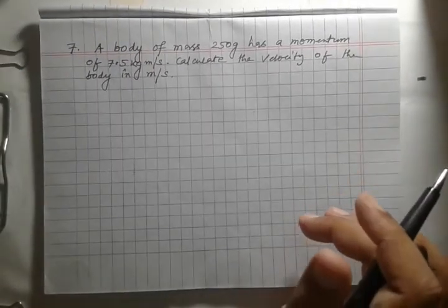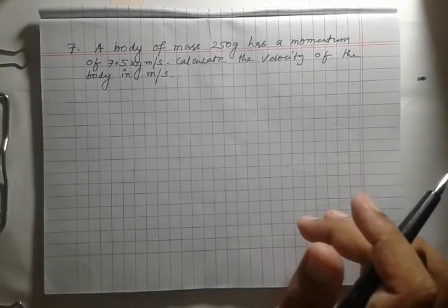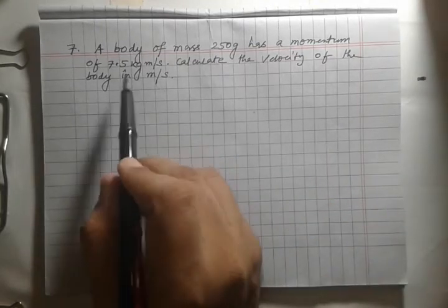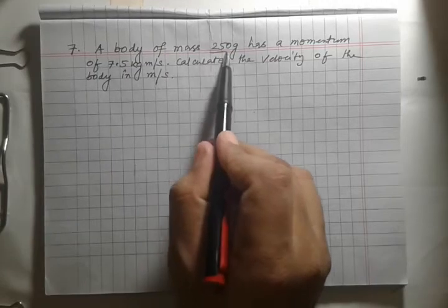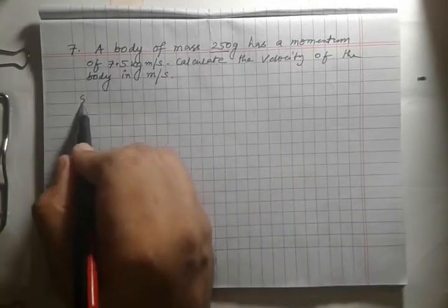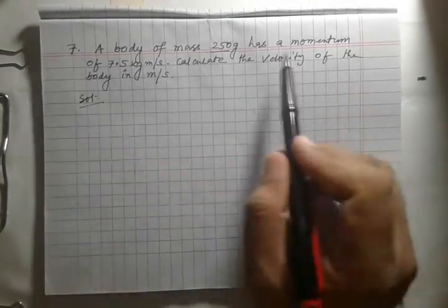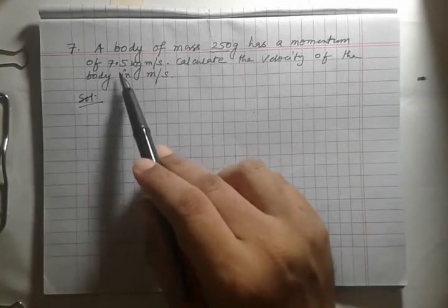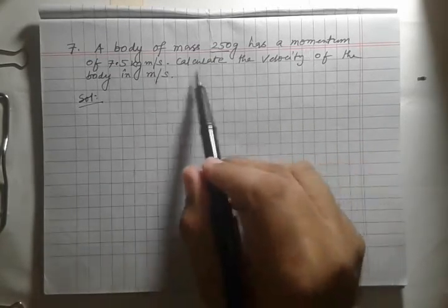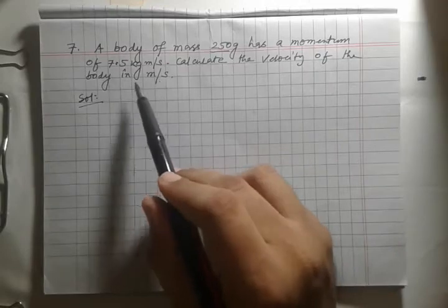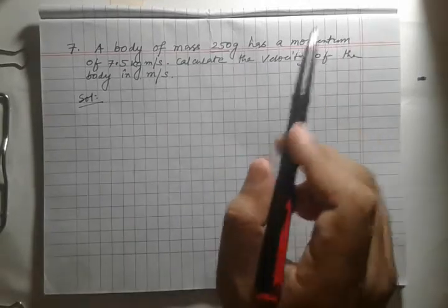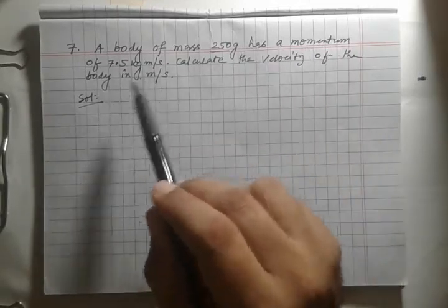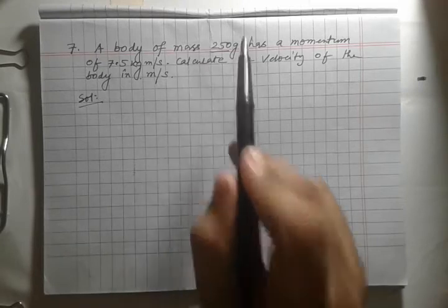So question number 7 is: a body of mass 250 gram has a momentum of 7.5 kilogram meter per second. Calculate the velocity of the body in meter per second. Again, first we read the sum. Okay, so you have to find everything in the SI unit. So mass is given in CGS unit.